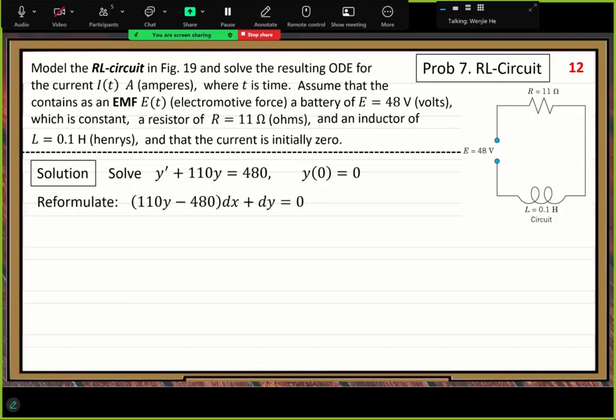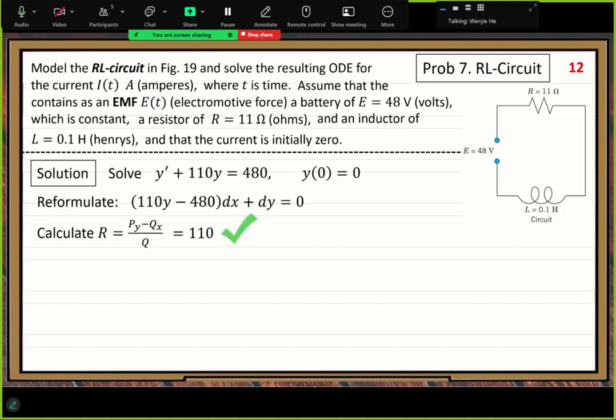Now, because we already checked it's not exact, we need to find an integrating factor, right? An appropriate integrating factor. There are two chances we can try. The first one, we calculate R. The first chance: what's that R? 110. It satisfies the condition, right?